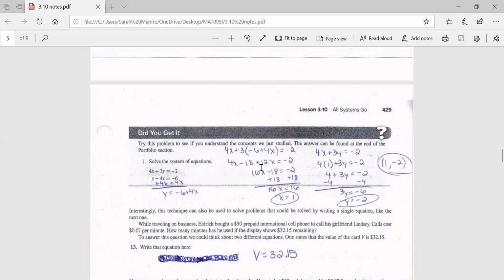I combined like terms, so 4x and 12x made 16x. Take away 18 comes down, equals -2. Solve, add 18 to both sides. -2 plus 18 is 16, divided by 16 is 1.